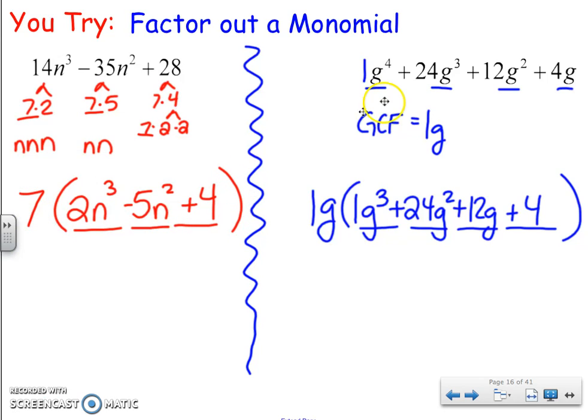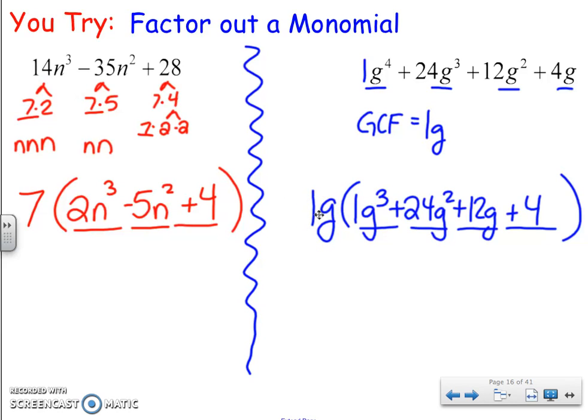And then the second one was a little confusing because there was a 1 right here. And anytime you have a 1, obviously 1 can go into all of these numbers. So that's your greatest common factor. And then out of g to the 4th, g cubed, g squared, and 1g, I can only take away 1g. So my GCF was a 1g.